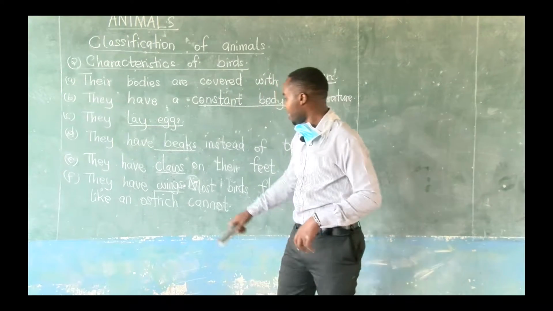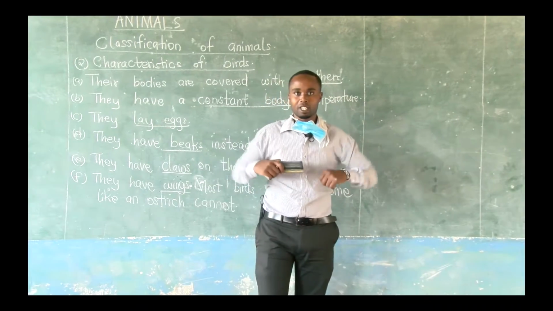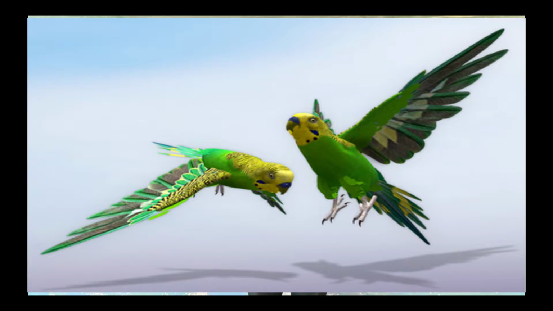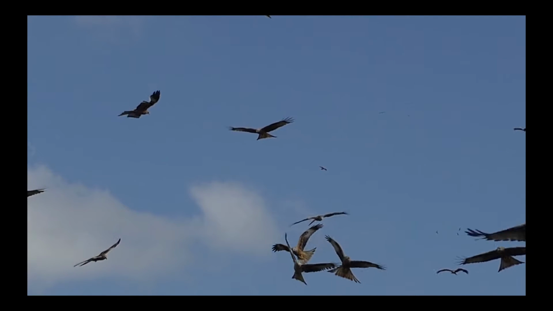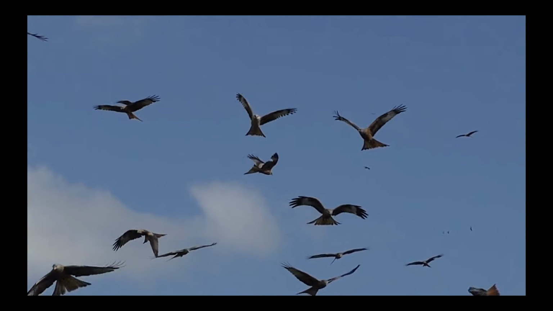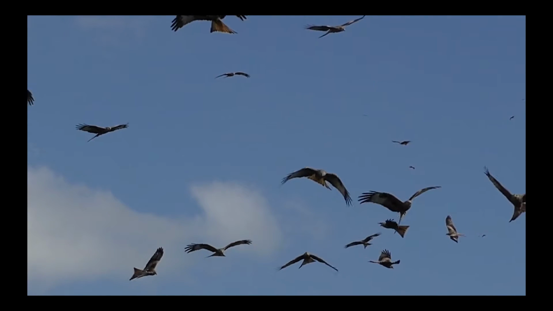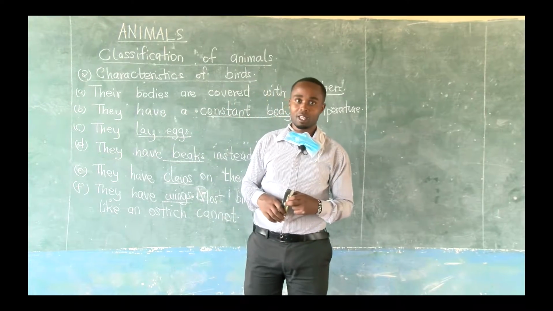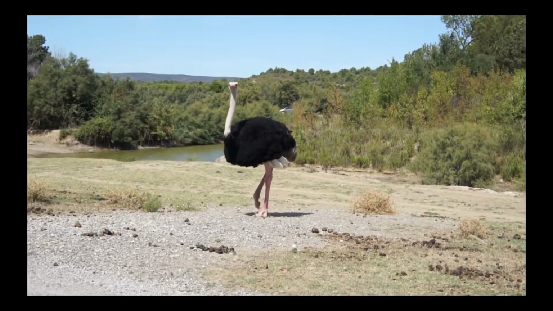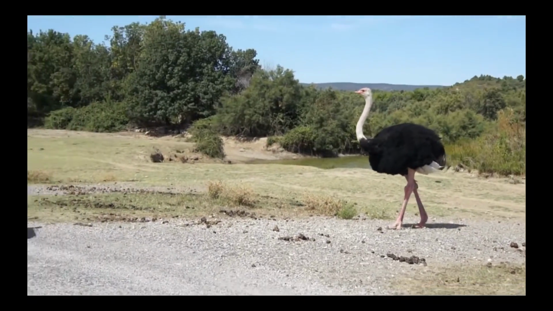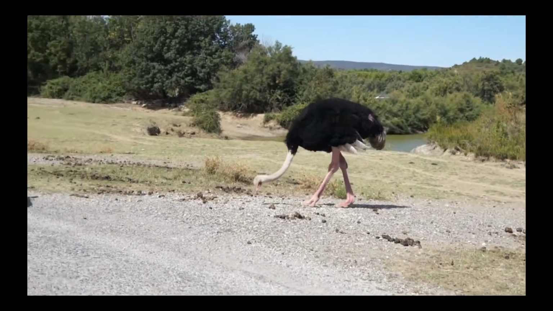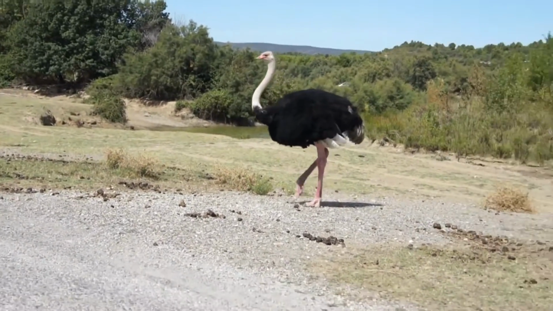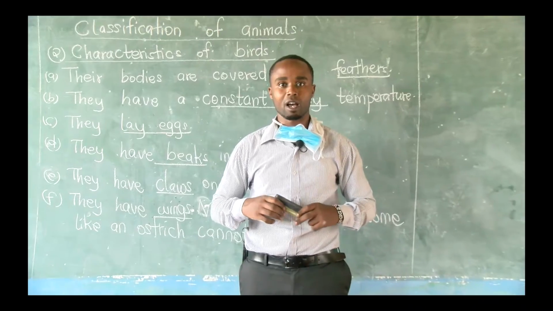Then from there, they have wings. Most of those birds that we know, you know that they move by flying. They fly using their wings. That is how birds move. But it is not all. We have some birds like an ostrich that has wings but cannot fly. So an ostrich is a good example of a flightless bird. So most of the birds fly, and that's why they have wings.